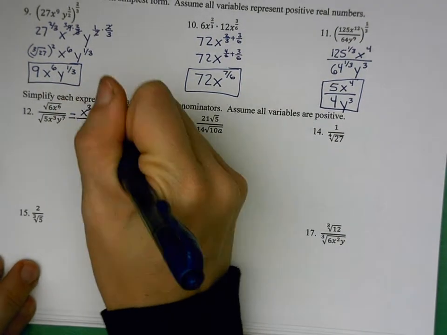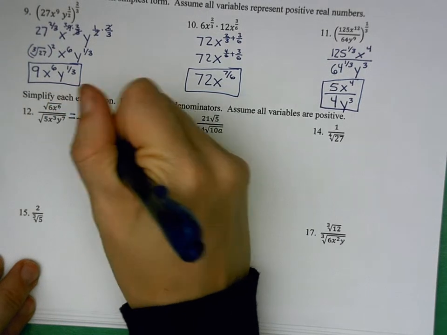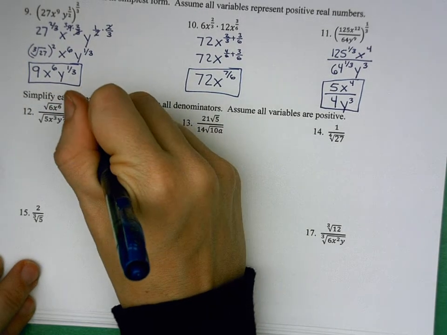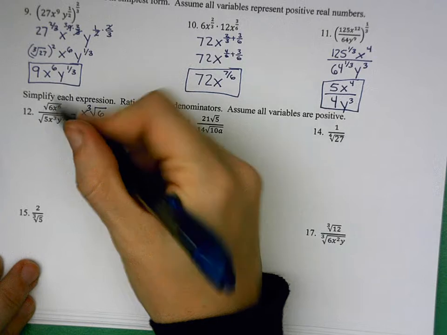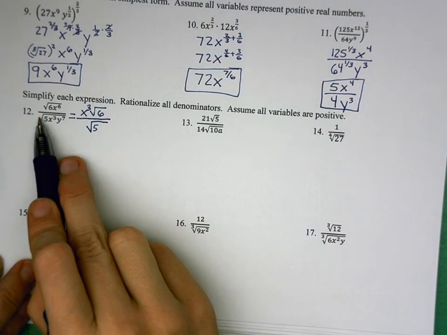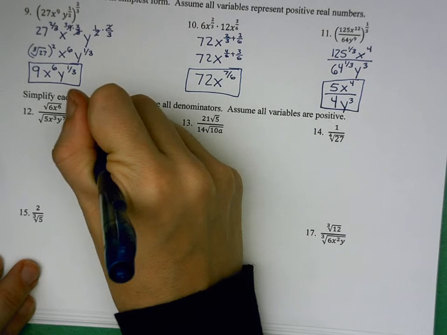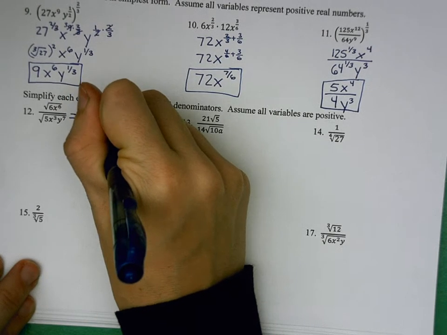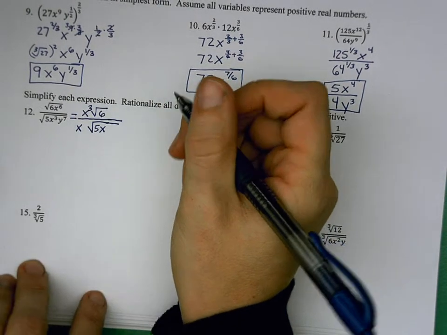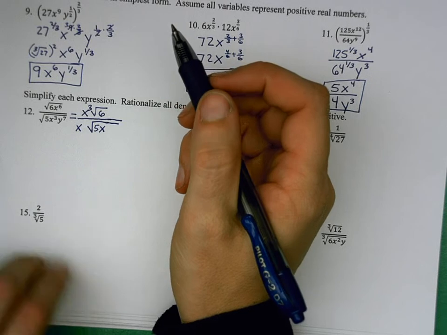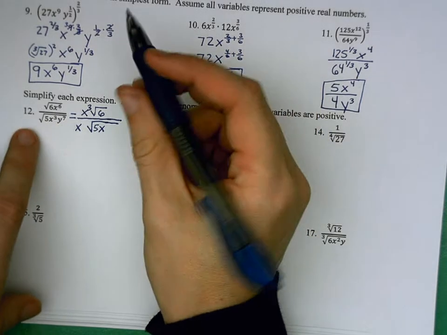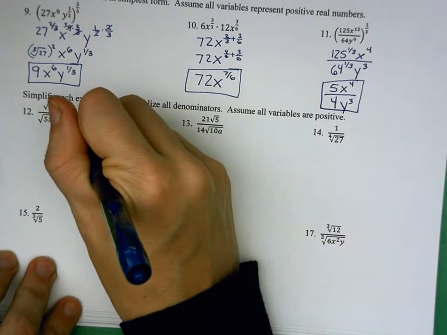Nothing simplifies out of root 5. X, that does simplify a little bit. 2 goes into 3 1 time with a leftover x. And 2 goes into y to the 7th here 3 times with a leftover y.